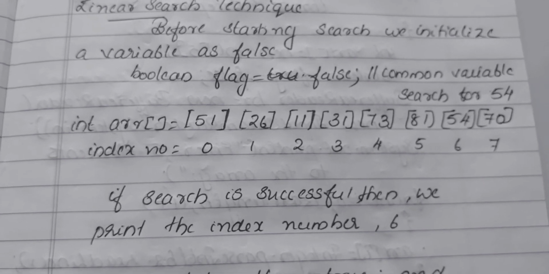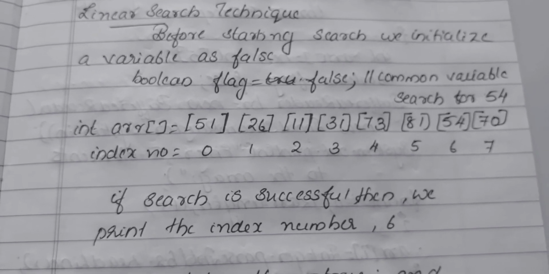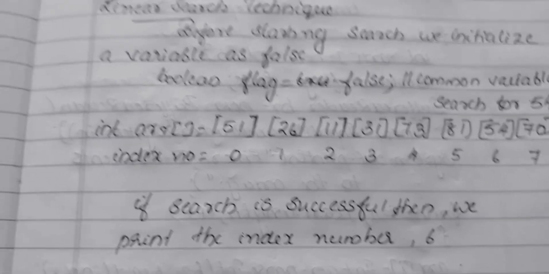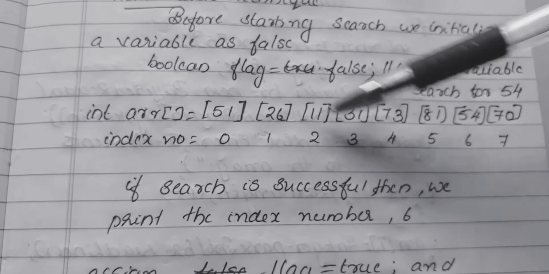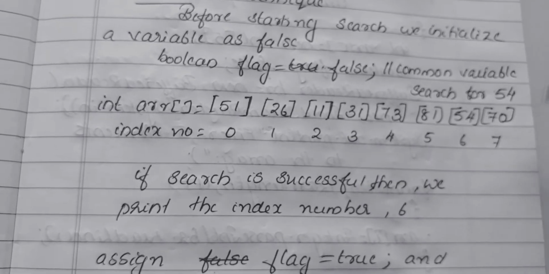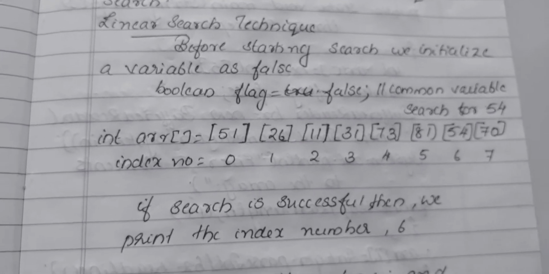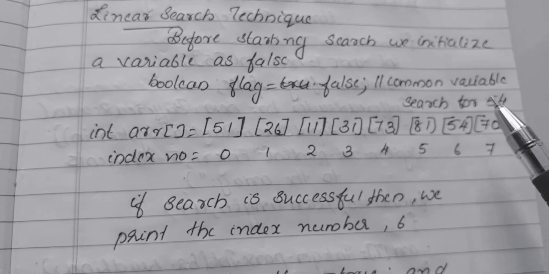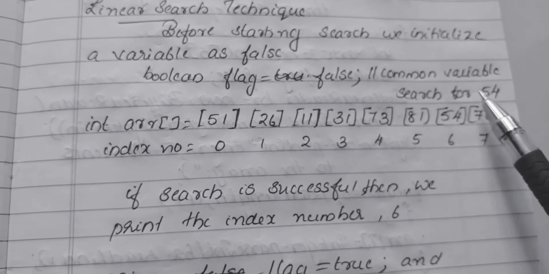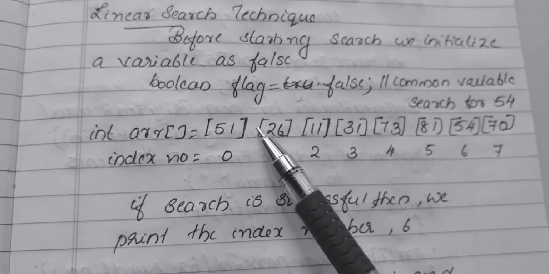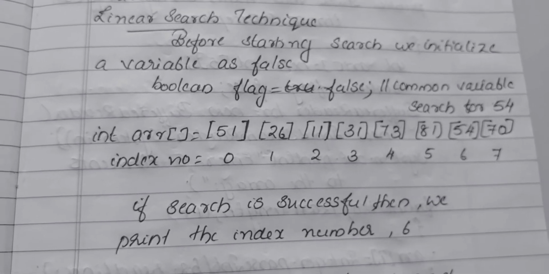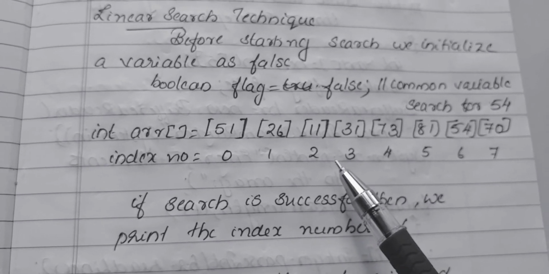So suppose we want to search for the element 54. Since it is an array, all of you know that the index number of an array is also set. So these are the index values of the elements in the array. Here in linear search, the search element 54 is compared with each element in the array one by one, sequentially.